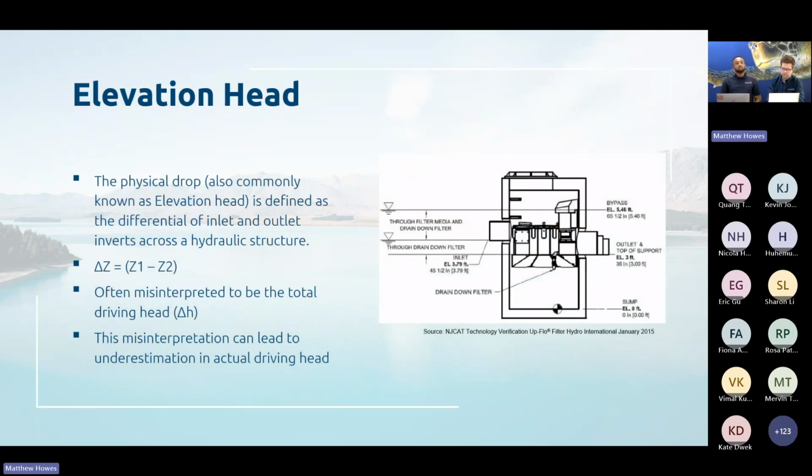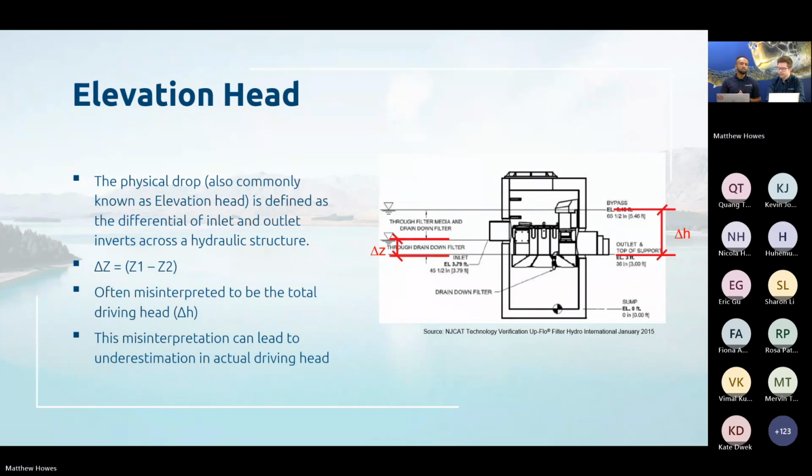Cool. So the elevation head is the physical drop between the inlet and outlet. So that would be the differential of the inlet and outlet inverts. It can be across a hydraulic structure or stormwater treatment device. And it is represented by delta Z, as you can see. That's the differential of the elevation between the inlet and the outlet. And this often is, as Matthew you would know, often misinterpreted to be the total driving head, which isn't the case. And the total driving head is represented by delta H, which we'll be discussing further in some of the future slides.